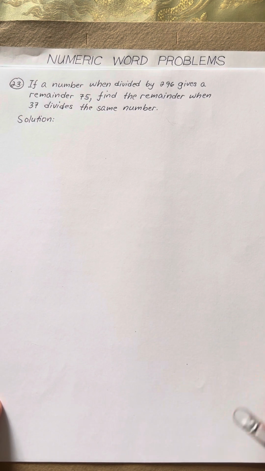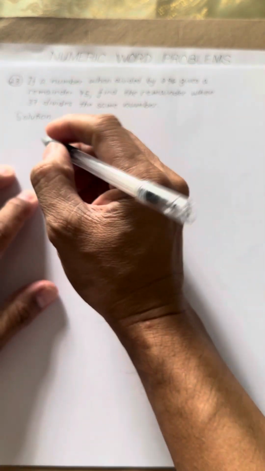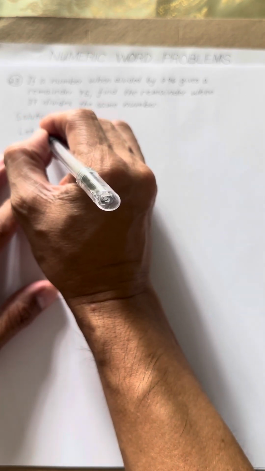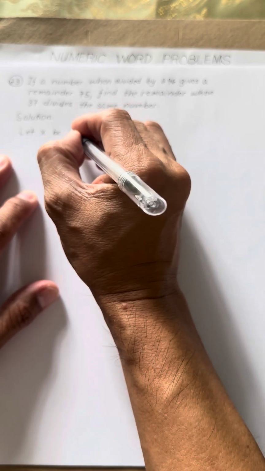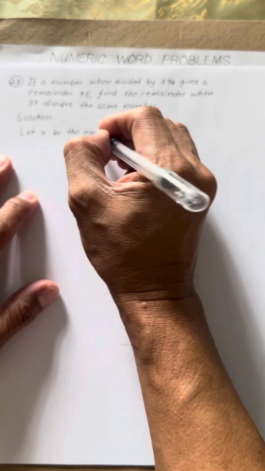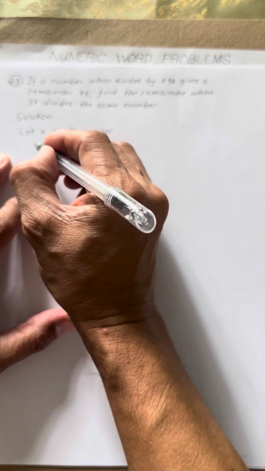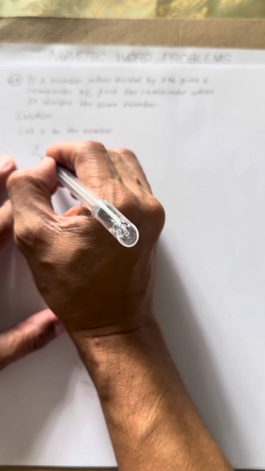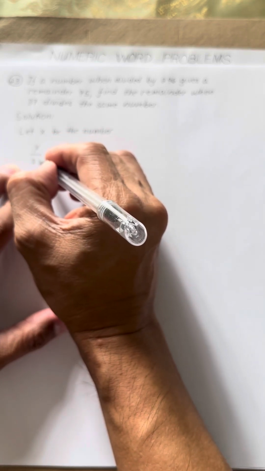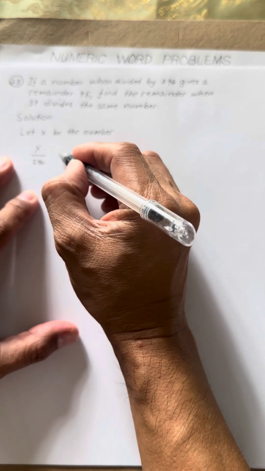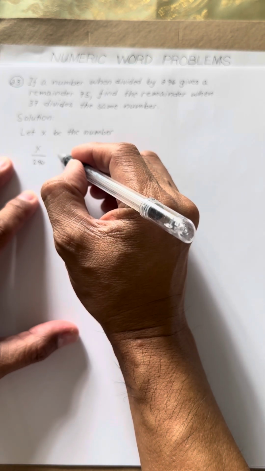So before we discuss that basic concept, let us solve initially this problem by letting x be the number. Okay? So when the number x is divided by 296, as mentioned in this problem, the remainder is equal to 75.